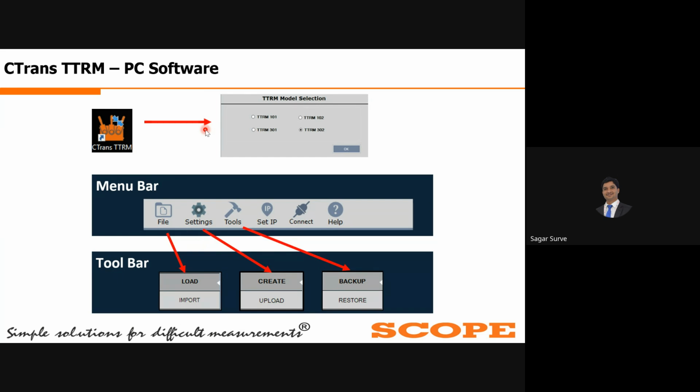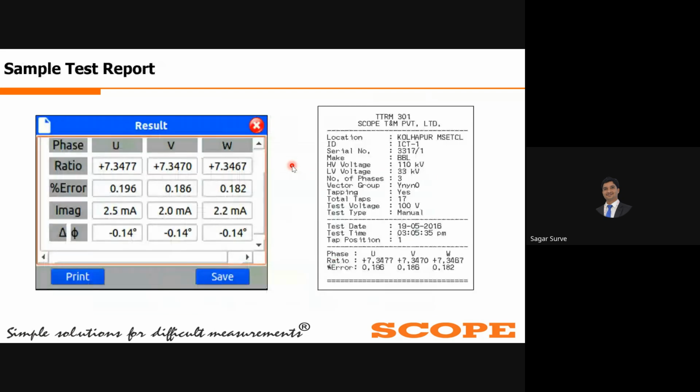Next is the software interface. Along with this instrument, we are supplying the C-Trans software for TTRM operation. The software is the same for all four models. We just select whichever model we are using, and then there are menu bars where we can load or import files from the instrument, or load previously saved files. Then create setting or create ID, upload ID, and backup and restore options are also available with this software.